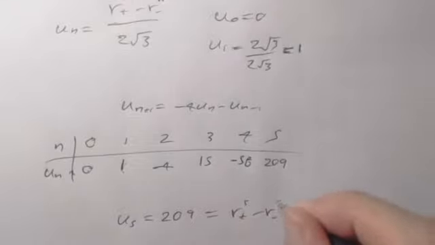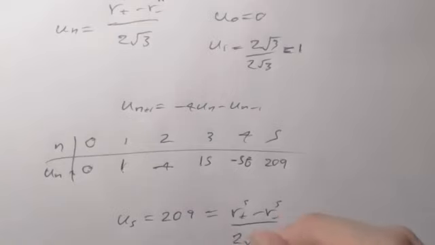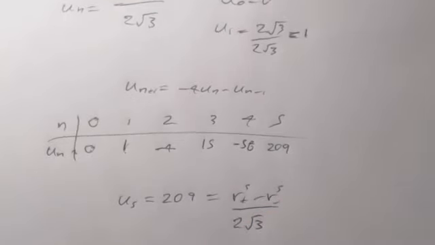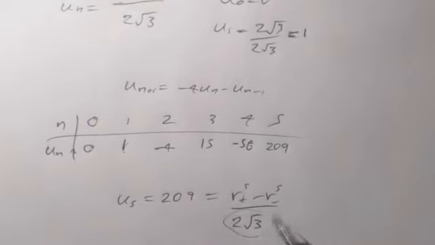r plus to the 5 minus r minus to the 5 over 2 root 3. So we now know what r plus to the 5 minus r minus to the 5 is. We just multiply 209 by 2 root 3. Though we won't ever need to use this 2 root 3, and I'll show you why.